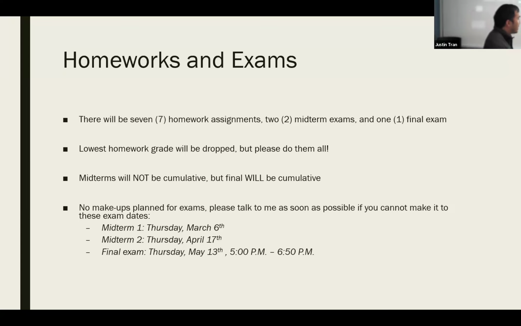The homeworks are fairly low stakes, and they are only worth 10%. So don't be afraid to struggle with the homework. Turn in something that may not be 100% correct. That's your chance to learn.